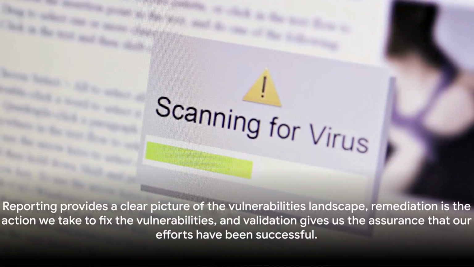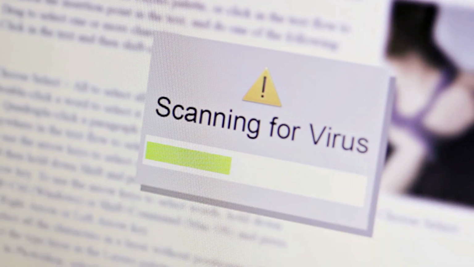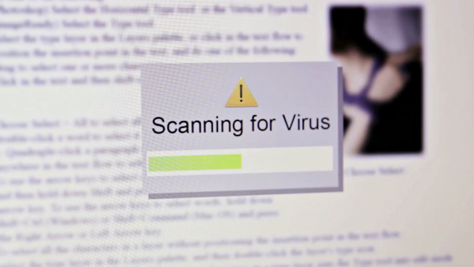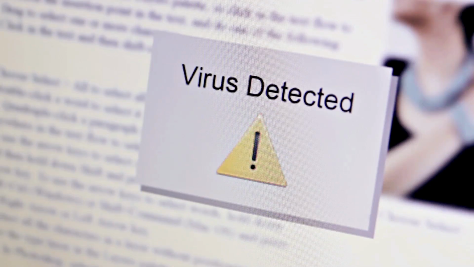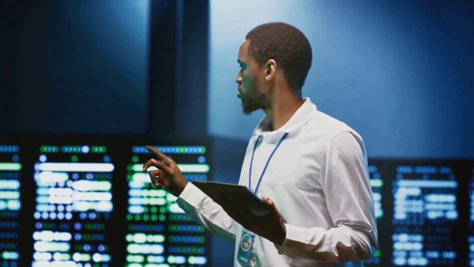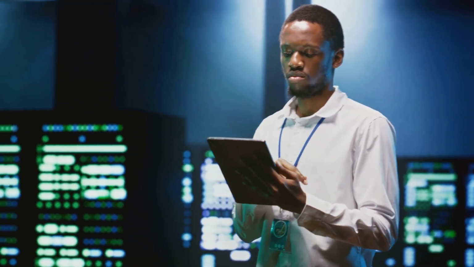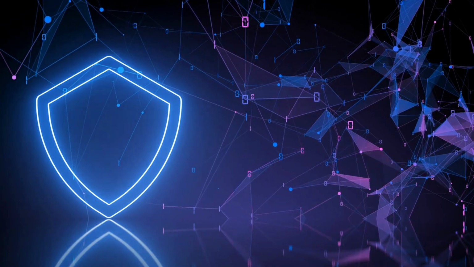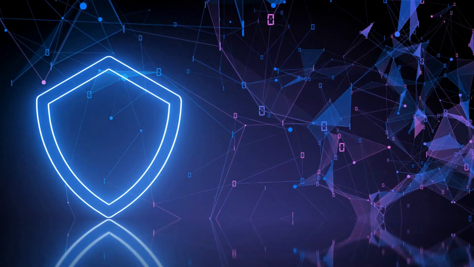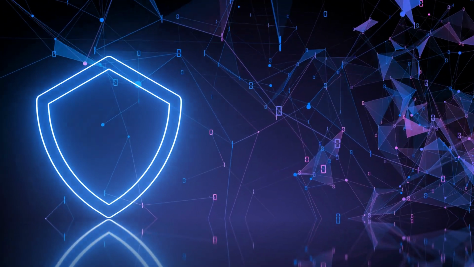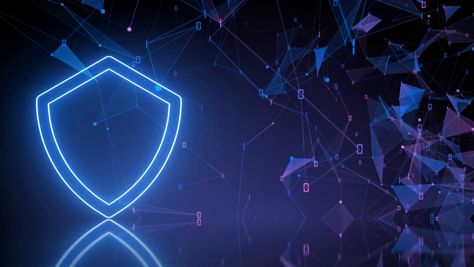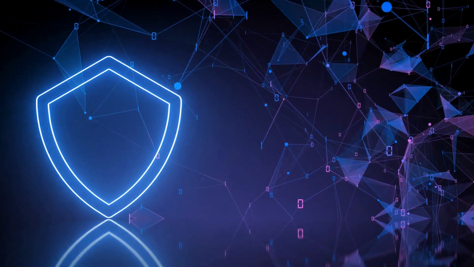In essence, reporting provides a clear picture of the vulnerabilities landscape. Remediation is the action we take to fix the vulnerabilities, and validation gives us the assurance that our efforts have been successful. Reporting, remediation, and validation ensure that vulnerabilities are not just identified but also fixed. This triad forms the cornerstone of a robust vulnerability assessment process, helping us not just to uncover weaknesses but to reinforce them, ensuring the confidentiality, integrity, and availability of our systems in the face of evolving threats.